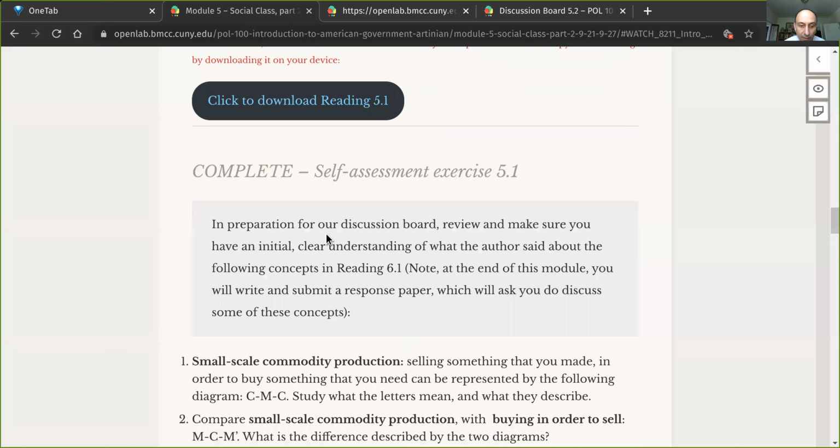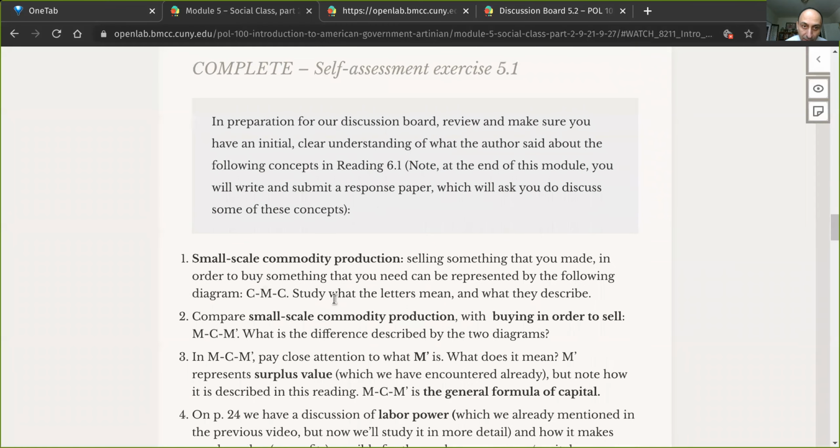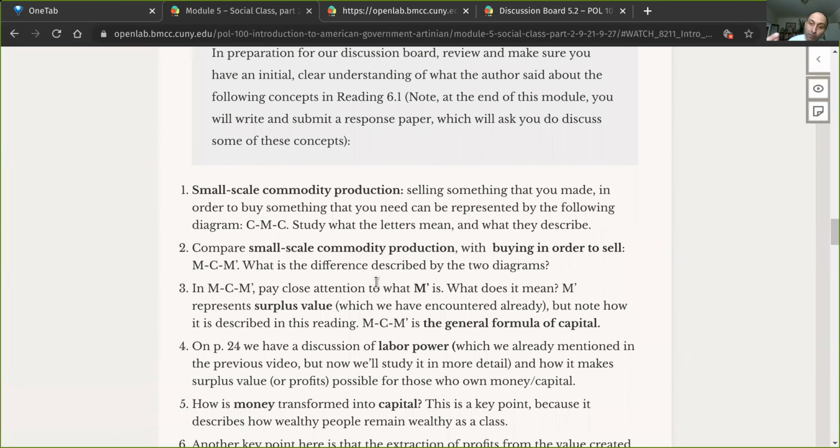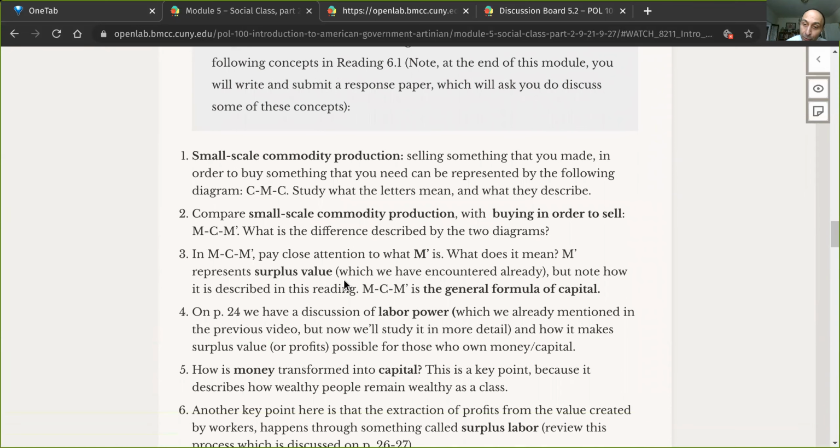Okay, now, so let's go to the discussion board. Of course, there's a little self-assessment exercise where I give you some important questions to review before you do the discussion.